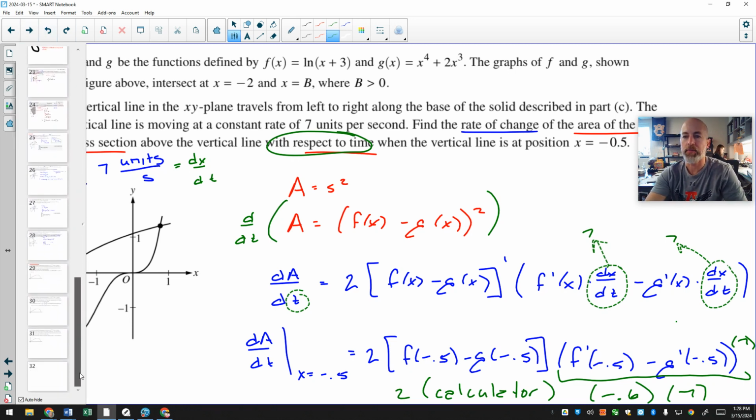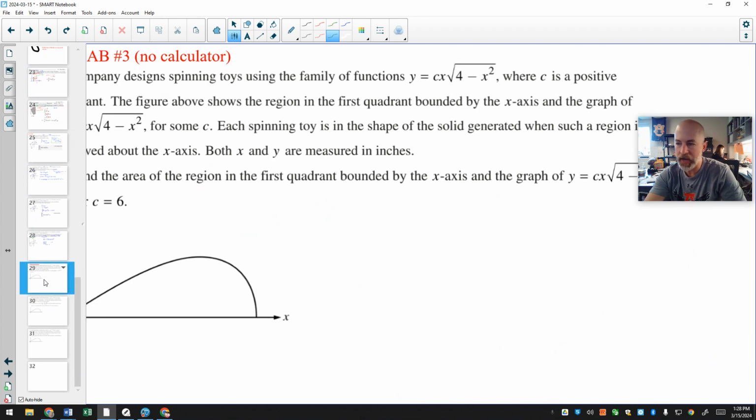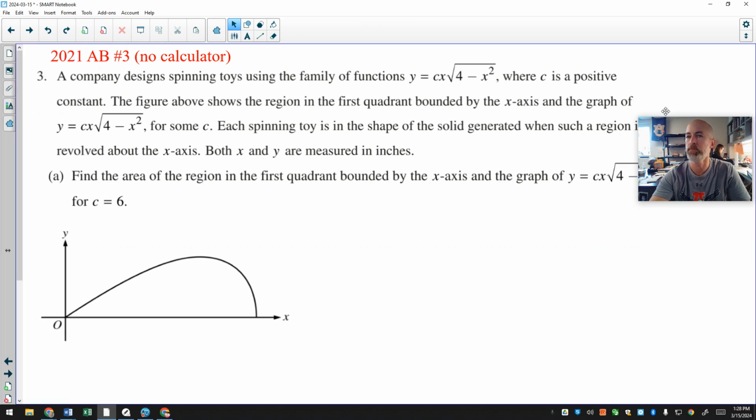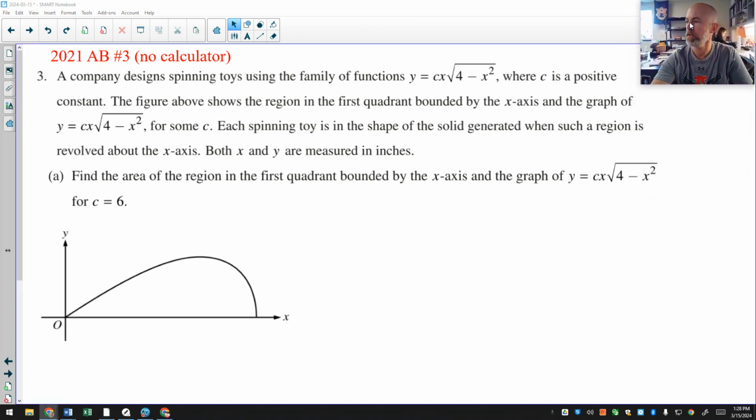Okay. I want to look at the other free response question on the other side of that one. So this is from 2021. And I'm going to give you about 2 minutes to look at it and read it and see what you can do with it, if anything.